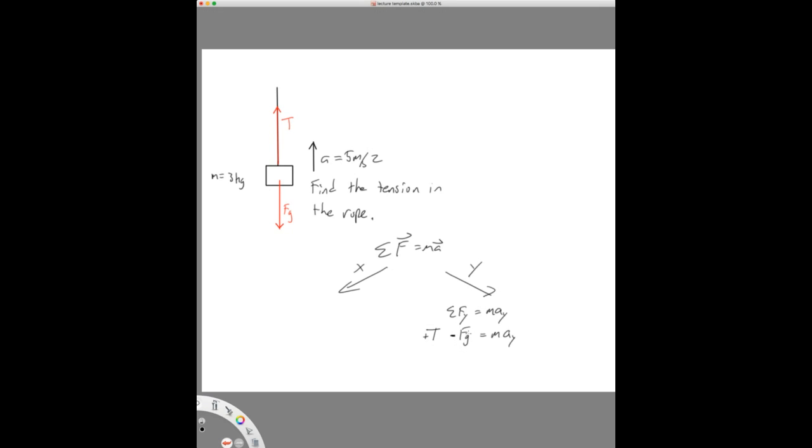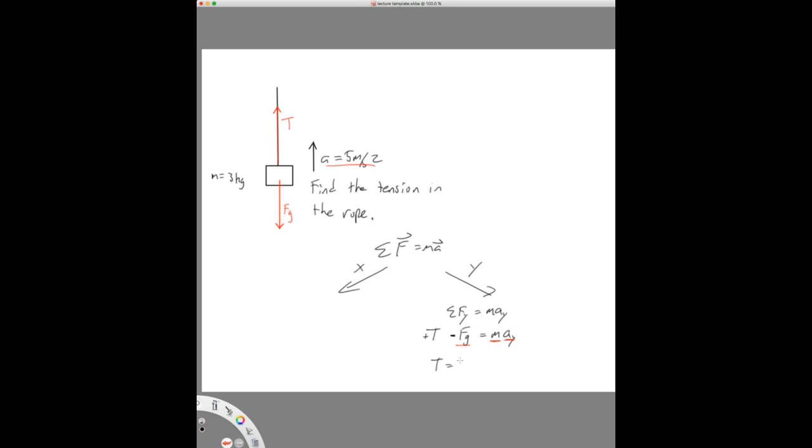And that's it. Okay, that's my equation. Now, the next step is solve for unknowns. So let's figure out what we know. We know the mass. We also know the acceleration because the problem gives it to us. And we know the force of gravity because yesterday we learned force of gravity is just mass times g. And we know the mass and we know g. So that means we can directly solve this for the tension.